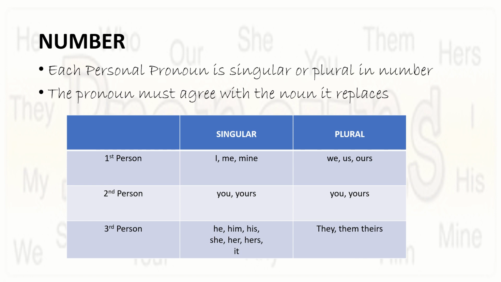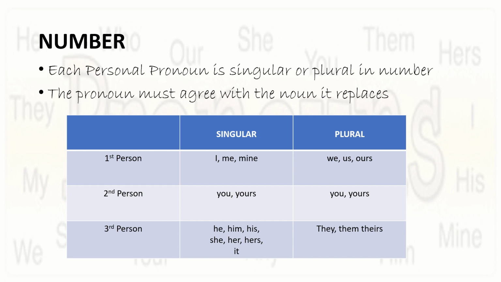Alright? So, each personal pronoun is singular or plural in number. So, what are singulars? I, me, you, he, him, she, her, it, etc. Plural: we, us, you, they, them, and so on. So, in a sentence, the pronoun must agree with the noun it replaces. You cannot say, I went to the market, she came home. That does not agree with the noun.